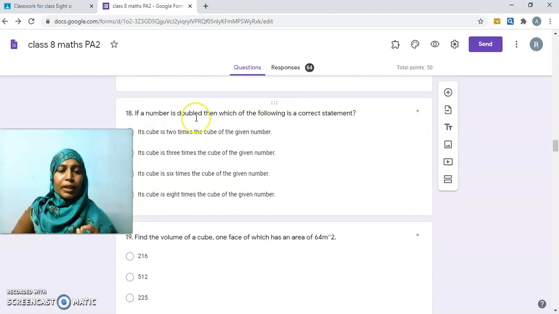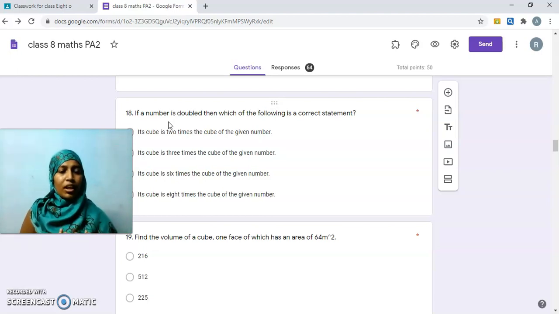Next, if a number is doubled, then which of the following is a correct statement? Its cube is 2 times the cube of the given number. Its cube is 3 times the cube of the given number. Its cube is 6 times the cube of the given number. Here, they are talking about the number which is doubled. If the number is 3, if you double it, how will you double it? We will multiply by 2. Isn't it? 2 3s are 6. That's how we double it.